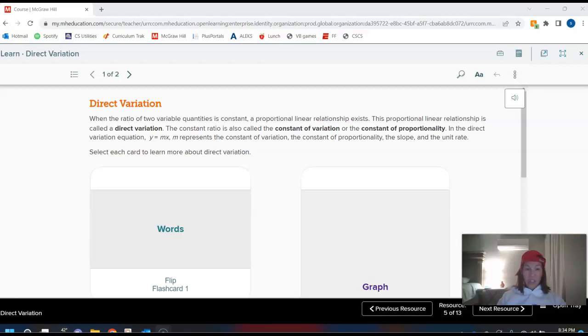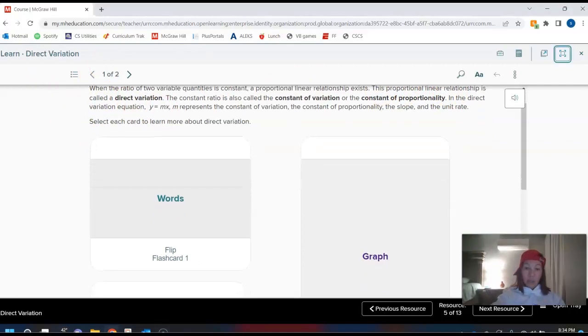Yeah, direct variation. We're talking about that now, and we've kind of looked at it already. Direct variation is when we have equations that look like this, y equals mx. So we have a lot of different names for what's going on here. M in this equation is our slope. It's also our unit rate. We can also call it our constant of variation and the constant of proportionality. So this equation is when the relationship between y and x is proportional. And a proportional linear relationship is called a direct variation.